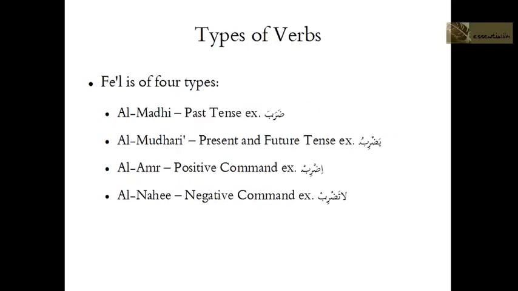So now the types of verbs, fi'l. So we have four types. The first is al-madi, or the past tense. Example, daraba. And again, this should be very clear if you've covered our Arabic 101. Al-mudari' is the present or future tense, and it's yadribu. And just remember one of the ways you can tell the mudari' is that in front of the base letters you'll either have a ya, ta, alif, or noon.